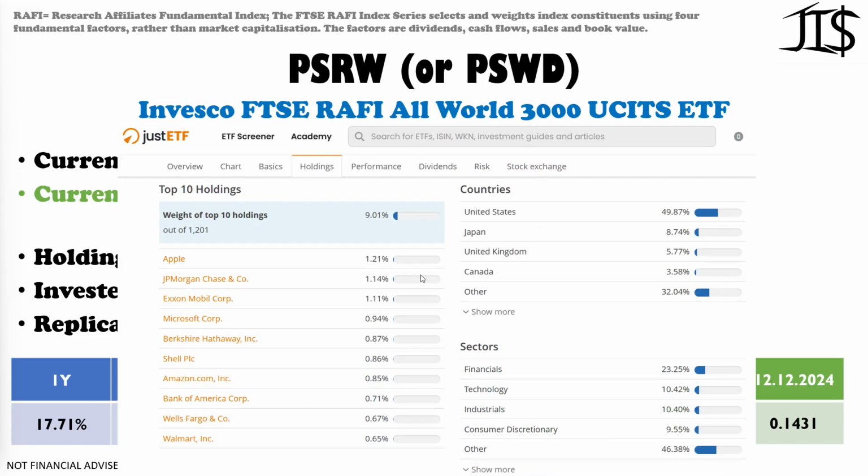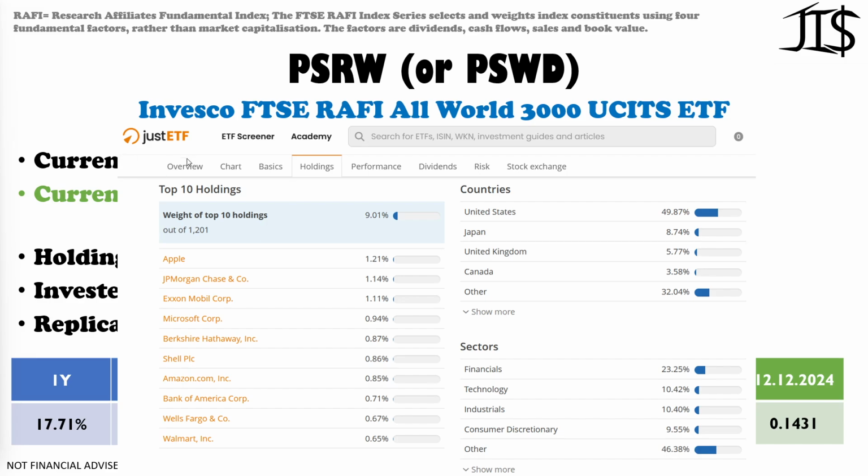And here also a different composition of the ETF. So here the top 10 holdings only make up 9% of this ETF. So you have Apple, JP Morgan, ExxonMobil, Microsoft, Berkshire Hathaway, Shell, Amazon. So once again, a completely different composition, and the United States are making up more or less 50% of this ETF, and the financial sector here makes up 23.25%, and the technology sector is 10.42%.